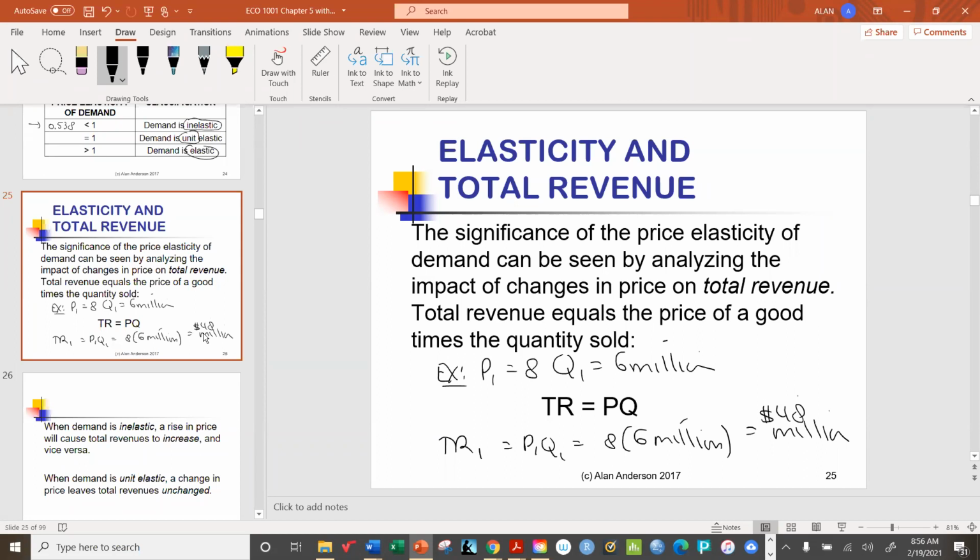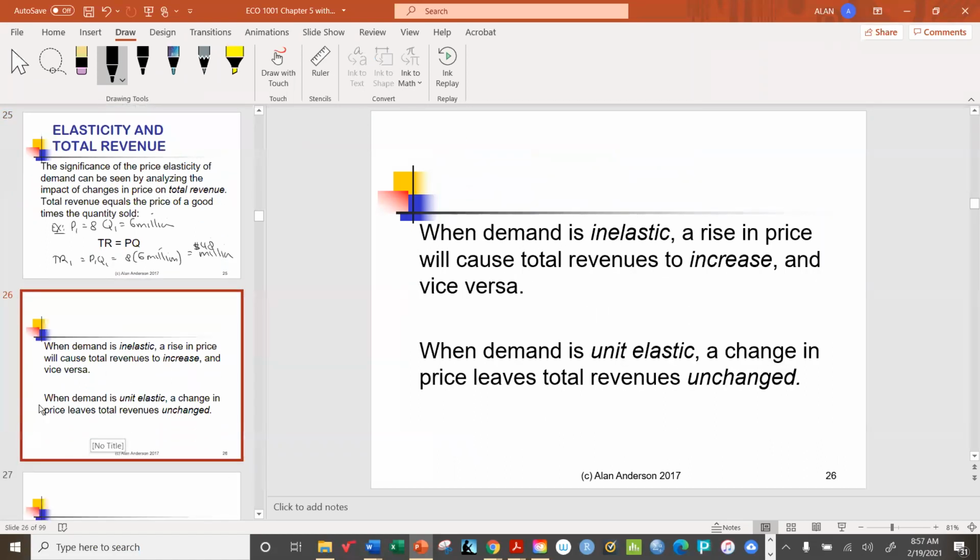Now, it turns out there's a very specific relationship between elasticity and revenue. Okay, so here's how it works. And we're going to prove this with some examples. All right, here we go. When the demand is inelastic, raising the price will raise our revenues, and vice versa, which means the opposite. When the demand is unit elastic, no matter what price we charge, we're going to have the same total revenue. And that's the bizarre case.